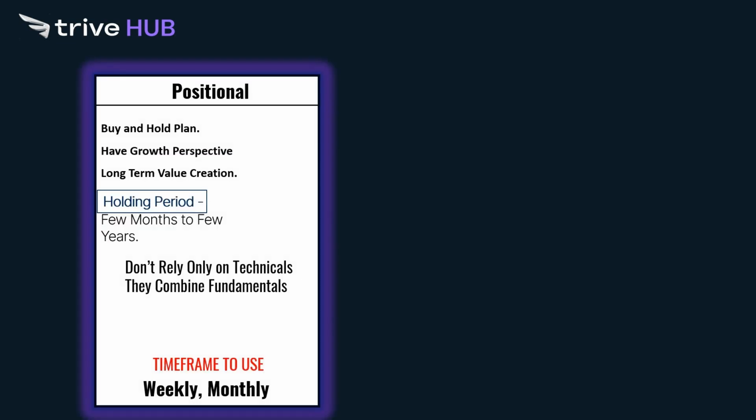And next is positional type of trading, where the plan is to buy and hold. It has a growth perspective, and the holding period will be from a few months to a few years. They don't only rely on technical analysis, they combine fundamental analysis too, and the time frames they use are mostly weekly and monthly, because these time frames offer the major trend in the market and reduce all of the intraday noise. That is why positional players will only focus on the major direction of trends.